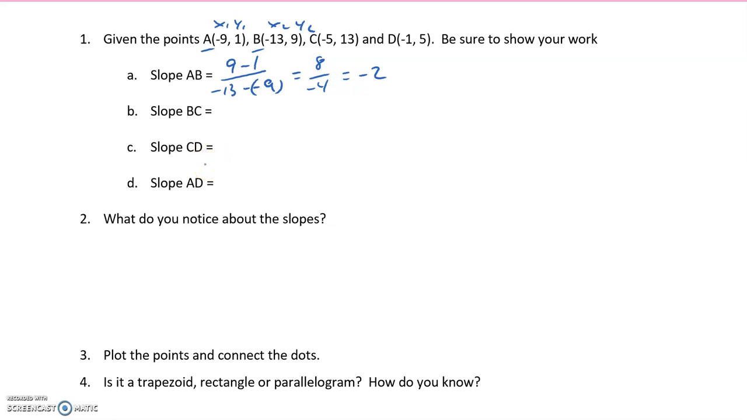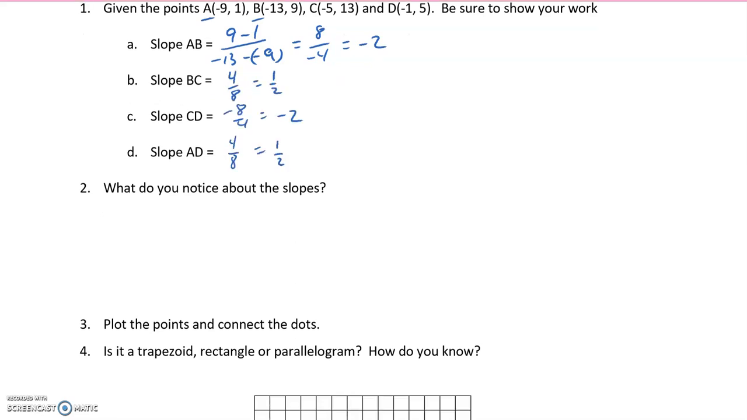I'm going to pause this while you do this a little bit. And when we come back, I'll have those slopes laid out, and then we will work with them. All right, so we've got our 4 slopes. We've got negative 2, we've got 1/2, negative 2, and 1/2. And then number 2 says, what do you notice about the slopes?